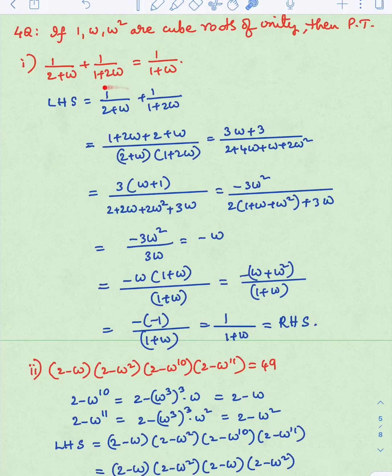And take LCM. You get this number here and this will come here. And see, like terms, add them: 3 plus 3 omega. Multiply these two. 2 ones are 2, 2 into 2 omega is 4 omega, omega ones are omega, omega into 2 omega is 2 omega square. 3 common, omega plus 1 remains.